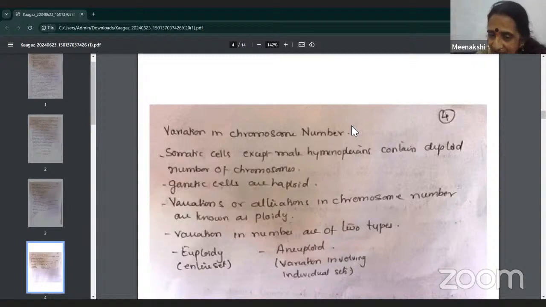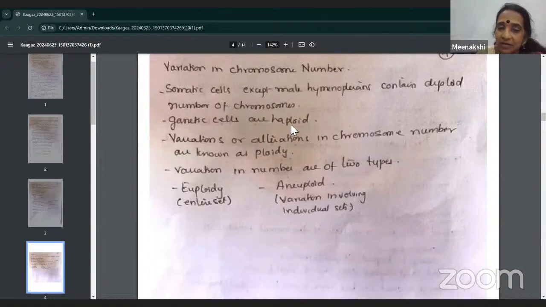Now, we know that in somatic cells, we have a complete duplicate set, that is 46 chromosomes, a complete set of chromosomes. Every cell will be a diploid cell because they are getting the genome from both parents. So generally in somatic cells it is diploid, but in gametic cells the haploid set is present.